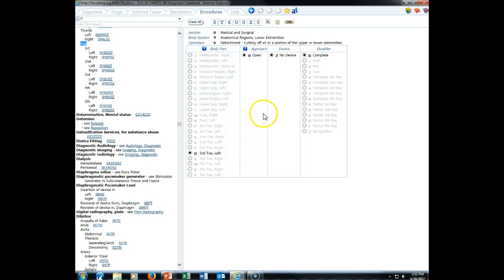Now we have to code the third toe of the left foot. So we just change our body part, 0Y6U0Z0. And then we also took off the fourth toe, 0Y6W0Z0. So those are our codes for the detachments. So that was pretty straightforward.